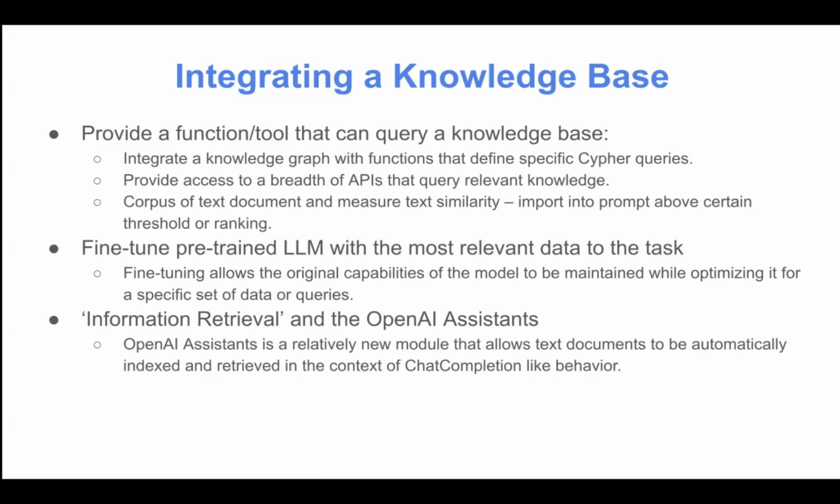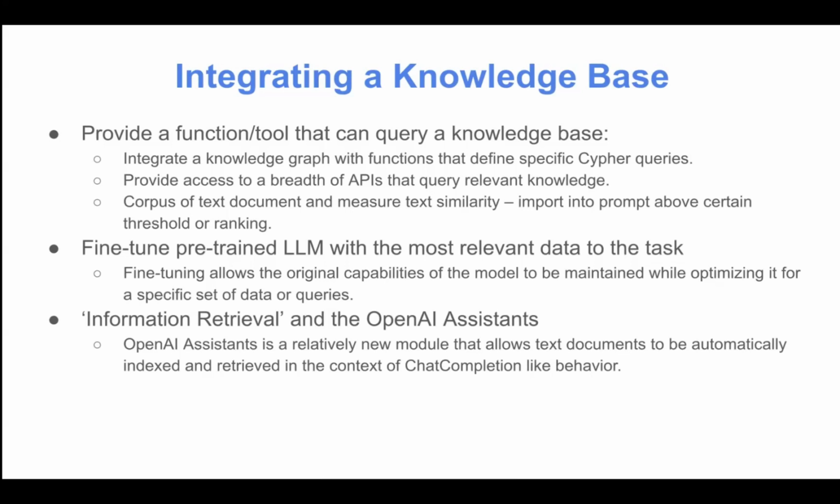We can also look at corpuses of text documents, and we can measure text similarity. So we can convert them to embeddings. We can do a vector search, things like this, which is something I'll talk about in a little bit. And we can also fine tune our pre-trained LLM. This isn't something that we've done extensively, but it can be helpful to provide the specific type of data or the specific type of queries that we want to the LLM to train it further, to fine tune it to a very specific set of tasks or a specific set of data.